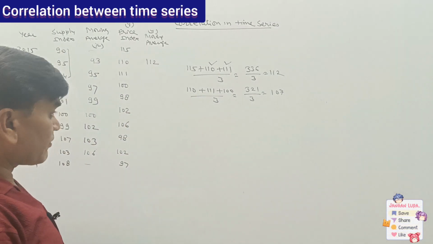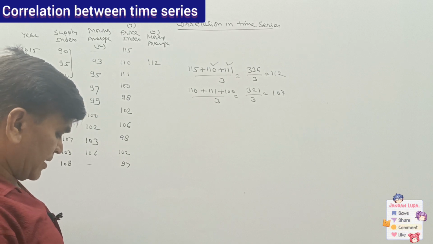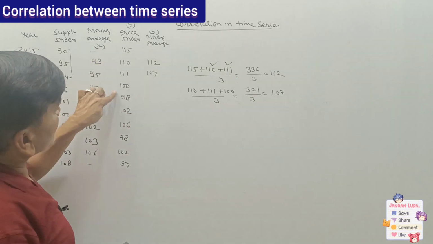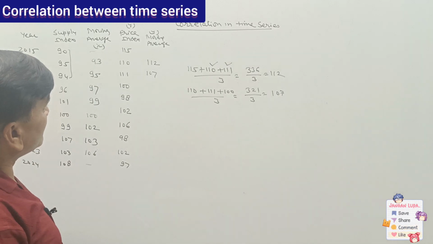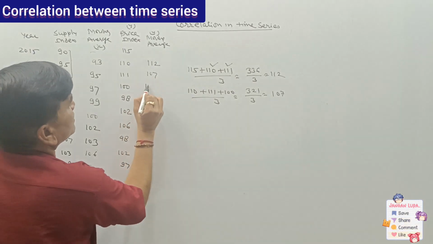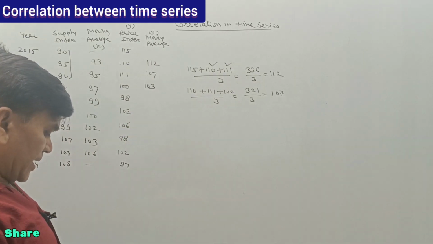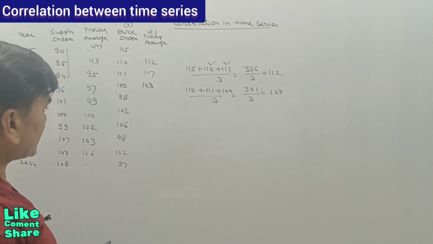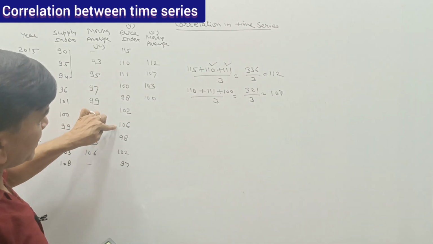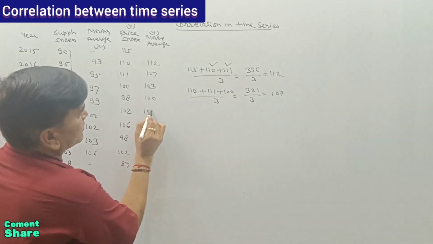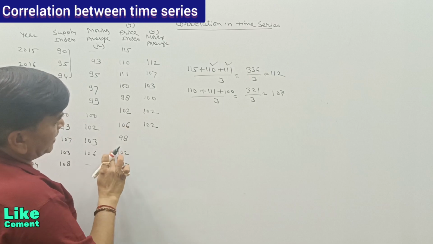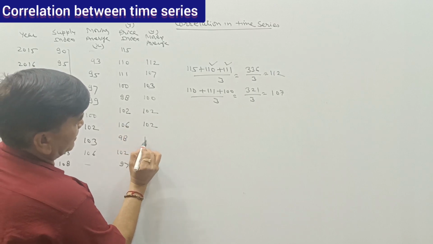110 plus 111 plus 100 divided by 3, so this moving average is 107. Similarly, we will get these three, that is 111 plus 100 plus 98 divided by 3, so this moving average is 103. Then 100 plus 98 plus 102 divided by 3, that is 100. Next one is 102. Next, these all three also give 102. Then these three are also equal to 102.